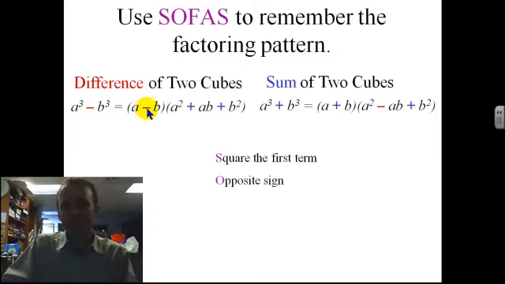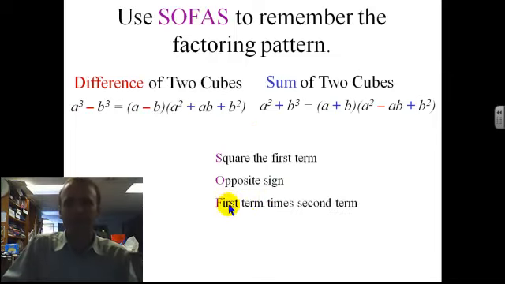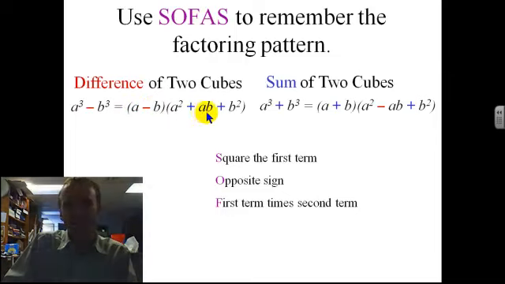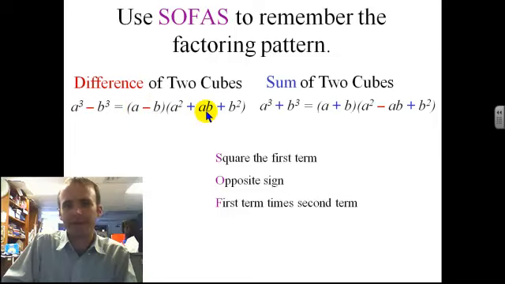We start off with this difference. And now my first sign is opposite. Since this is a negative, this becomes a positive. Look over here on the sum. Since this is a positive, this first one becomes a negative. Opposite sign. Now we're at F. F stands for first term times the second term. So here's my first term, here's my second term. So the F, this is how I build this middle term. My first term is A, my second term is B, so I have A times B.